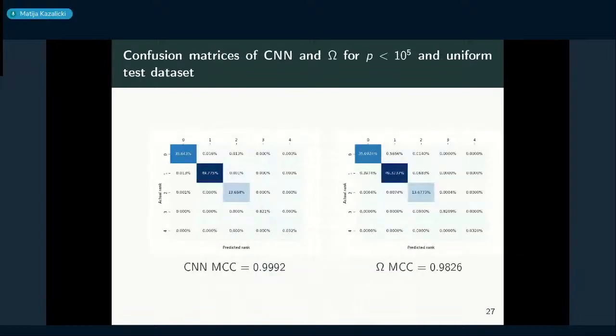To give you some idea what these numbers mean, if you look here, this is a confusion matrix for the CNN in the case when P is less than 100,000. So here we see that this classification is almost perfect. The omega neural network also works very well. There are some problems with classifying curves of rank 0 and 1, and everything else really works perfectly well.